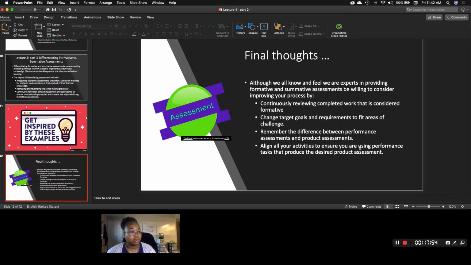Remember the difference between performance assessments and product assessments, and then align all your activities to ensure you are using performance tasks that produce the desired product assessment. So as you review your gradebook, make sure you understand and know exactly what you're using and how you're using it, so that you can better your grading tactics within your classroom, and also improve the learning outcomes of students overall. All right, that concludes this lecture.